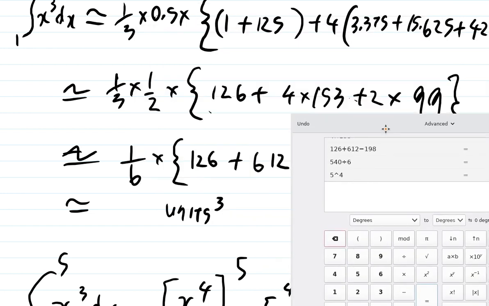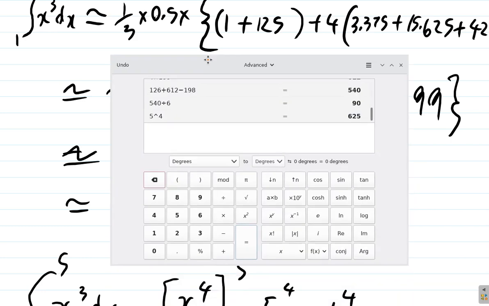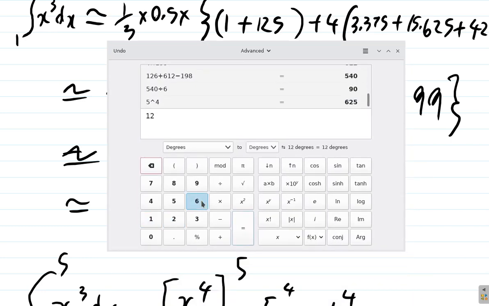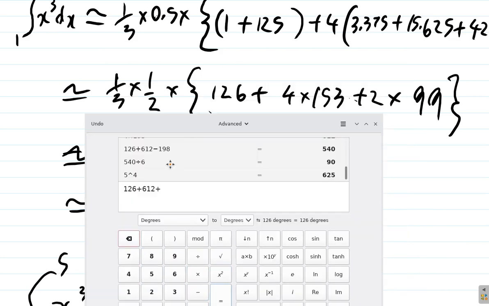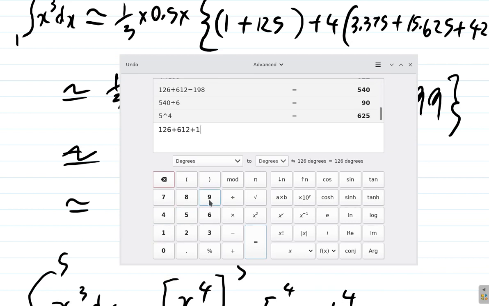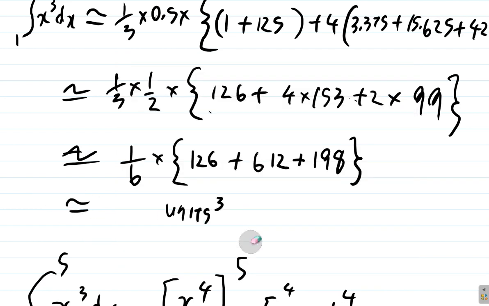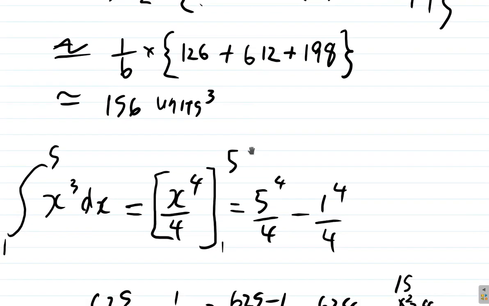So what I have, 126 plus 612 plus 198 equal, and that over 6 equal 156. So it should be 156 cubic units, not 90.